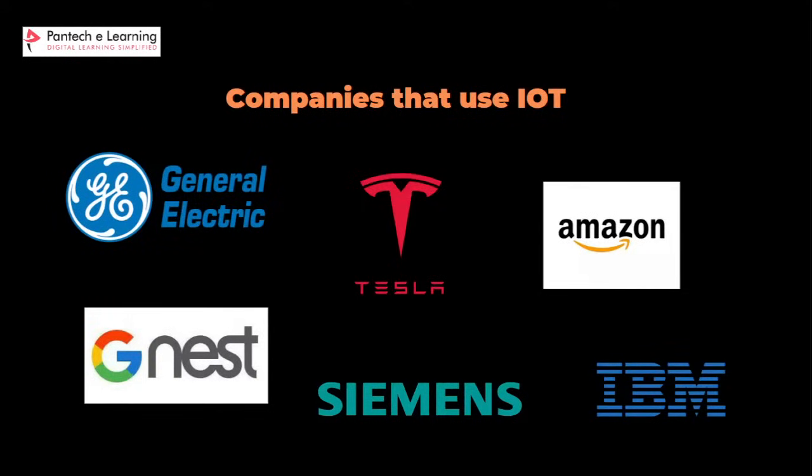Next, a company which is owned by Google produces smart home devices such as thermostat, cameras and smoke detectors, which are all connected to the internet and can be controlled remotely. And Siemens. It uses IoT technology to monitor and control building systems such as heating, ventilation and air conditioning to improve energy efficiency and reduce cost.